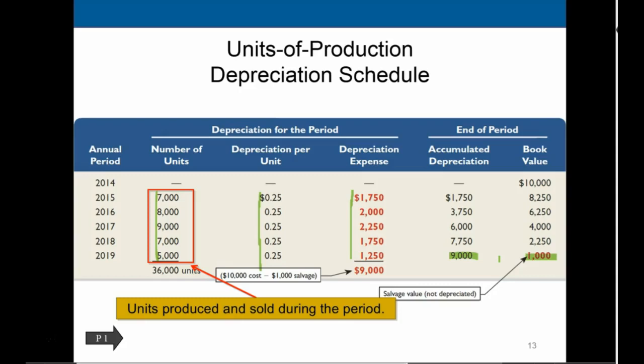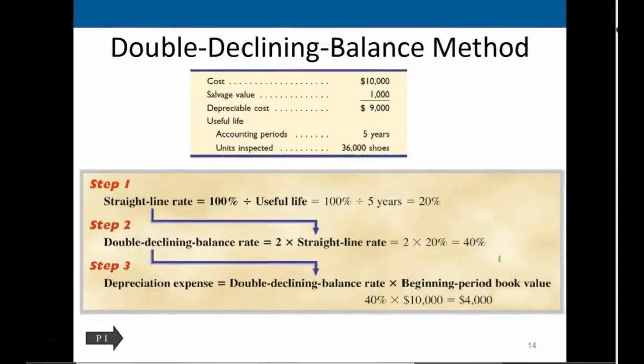Doesn't mean the machinery is not still in use. It may be. We may not get rid of it after 5 years. Then our estimate was a little bit off. That's fine. We still can't make it a negative asset. So we've got to stop at that point.